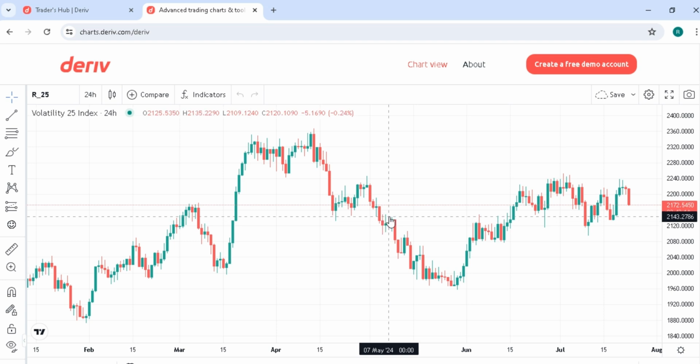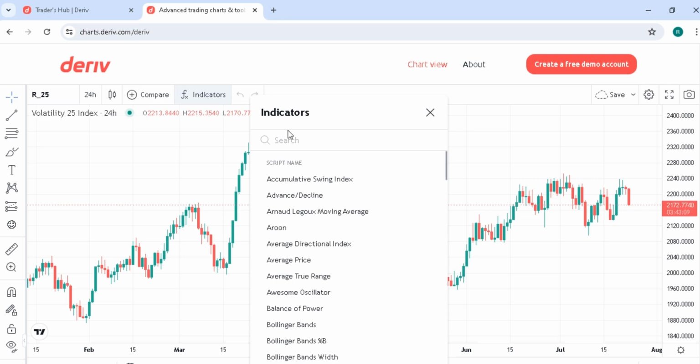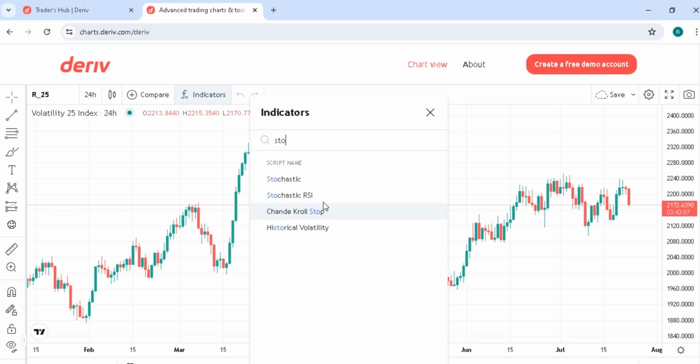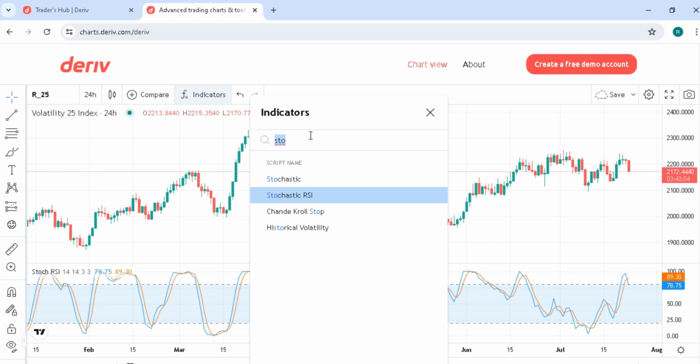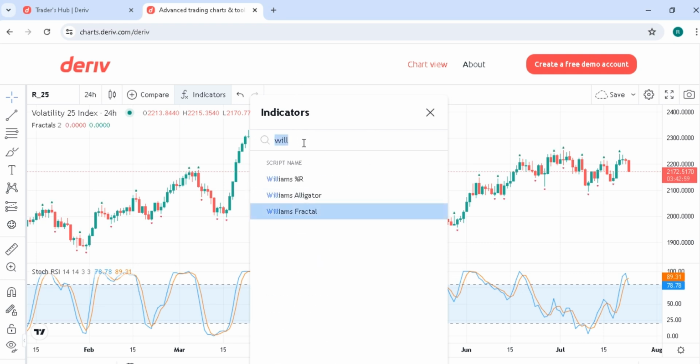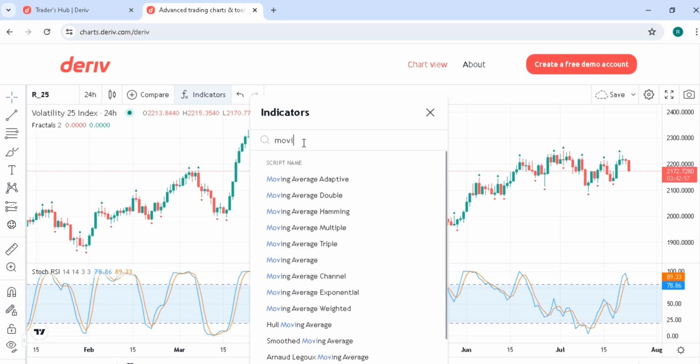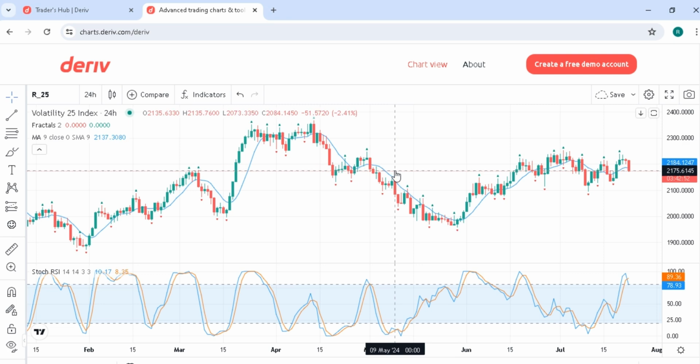Now, so we said we added indicators at this point. We added stochastic RSI. We also added the Williams fractals, and then we added what? Moving average. So basically that's what we did last time, and we said a few things about these indicators.